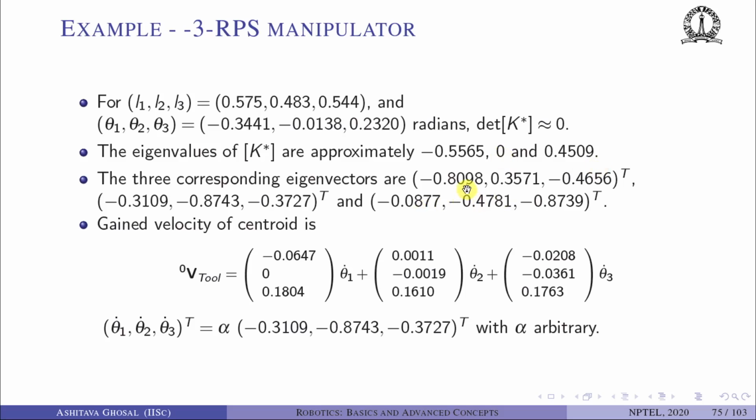So, which is the direction in which the 3RPS manipulator has gained a degree of freedom? It corresponds to the eigenvector for the 0 eigenvalue. Okay, and the gained velocity of the centroid is given by this vector into theta 1 dot, this vector into theta 2 dot, and this vector into theta 3 dot.